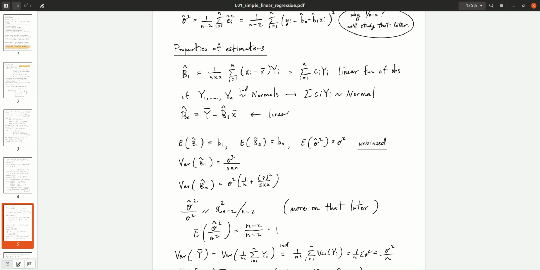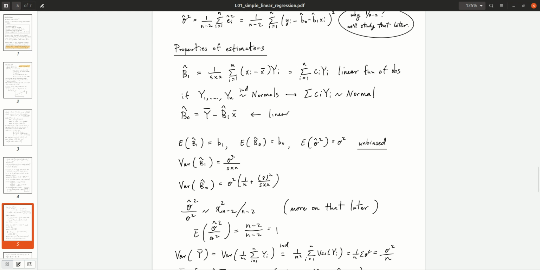The same thing holds for big B0 hat. It is a linear function of the Yi's, and the sample average is also a linear function of the Yi. So this is also a linear function.